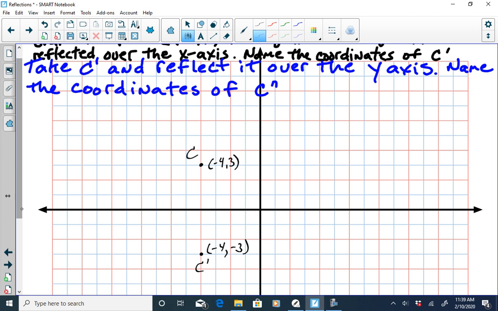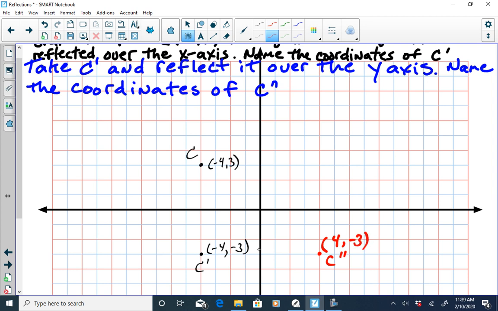But let's see what happens when we take C prime and reflect it over the y-axis. My y-axis is the vertical number line. So there's my y-axis. I am 4 units away from the y-axis. So I want to go 4 units away, opposite direction. We're going to call that C double prime. What's the location of C double prime? Well, that's 4, -3. That's a 4 on the x-axis, -3 on the y-axis.